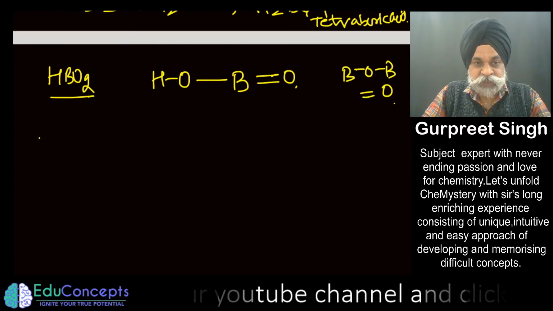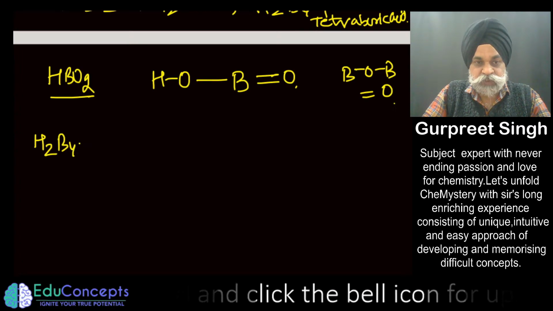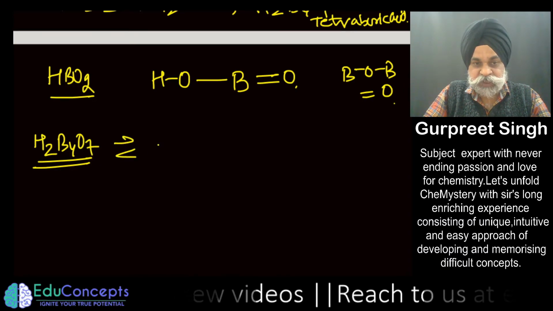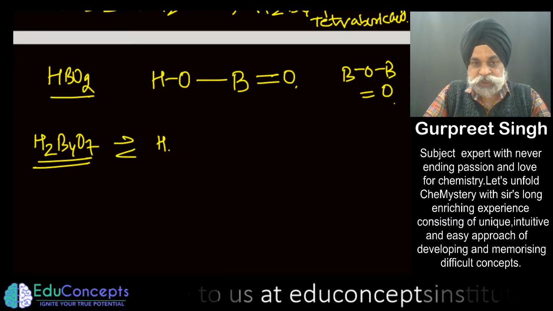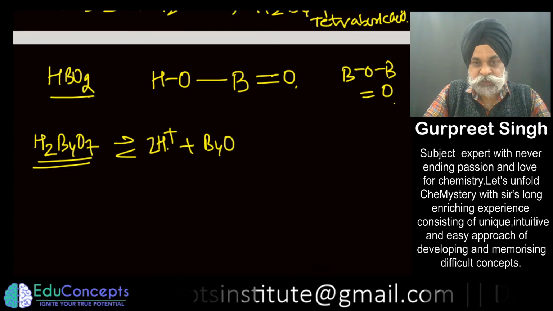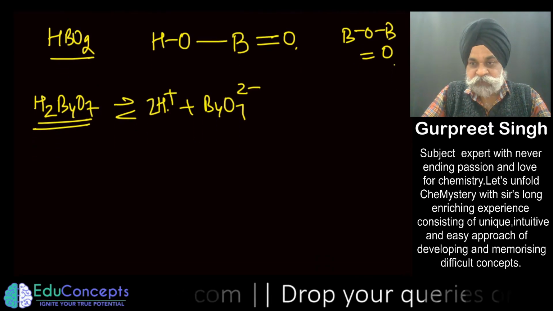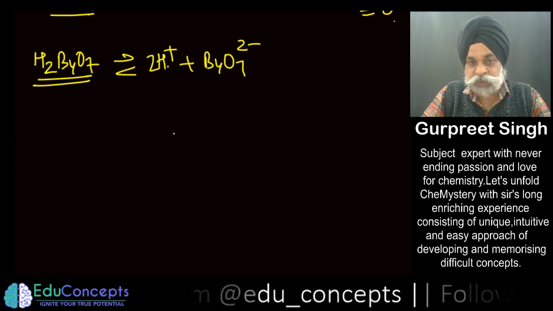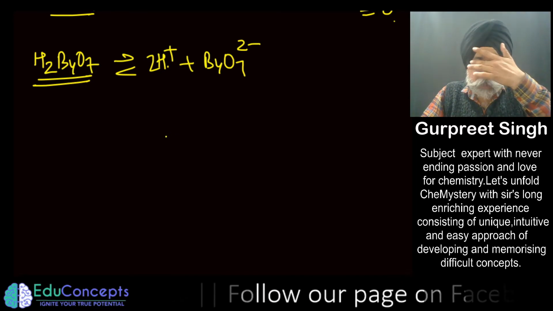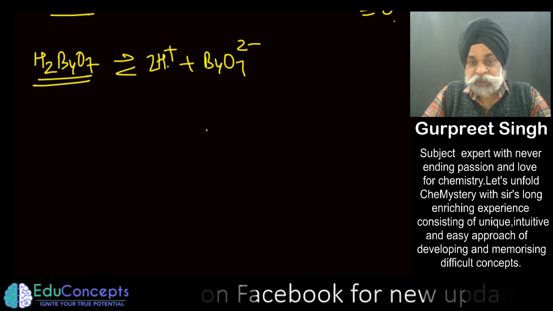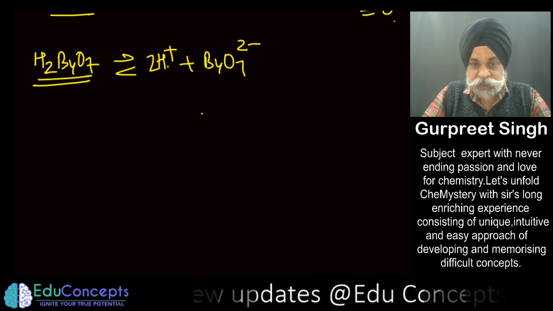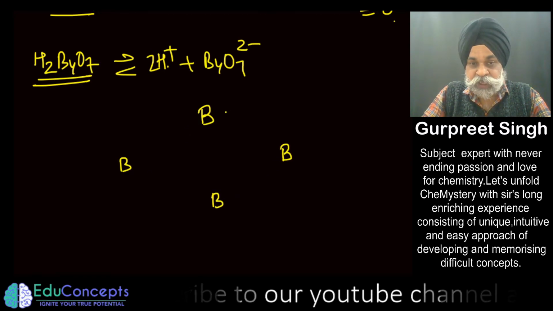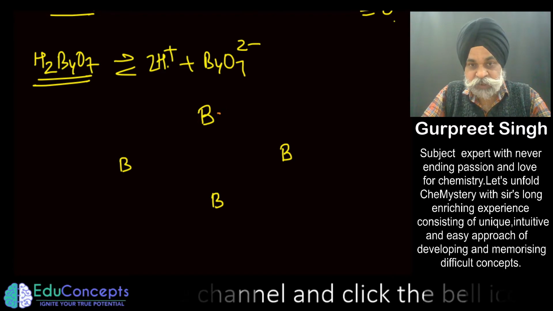And the second one which we are writing is H2B4O7. If I ionize this, what you end up getting is 2H positive and B4O7 2 negative. If you want to draw the structure, you have to keep in mind that boron would always like to have trivalency around it. So these four boron atoms could be placed at the corner of a tetrahedron, and now you have to place all these oxygens like this.